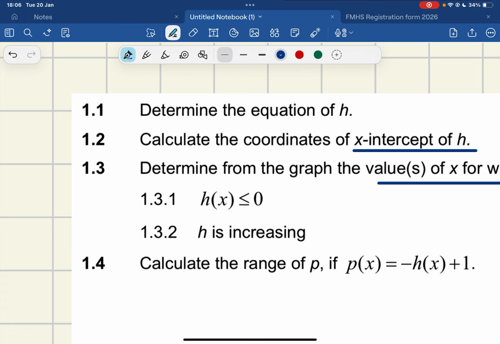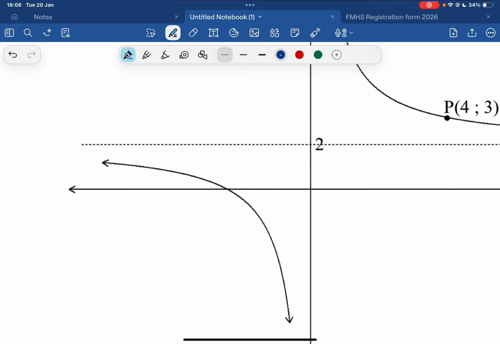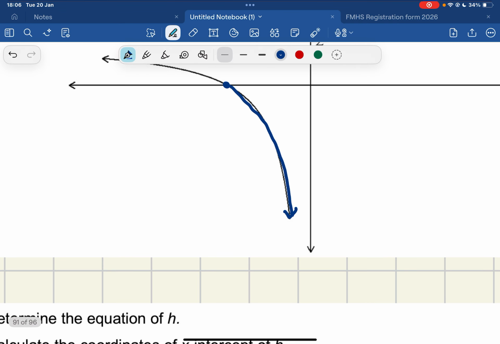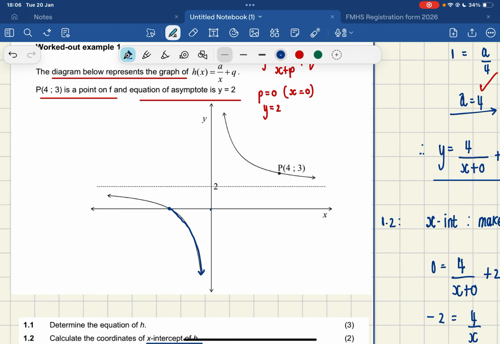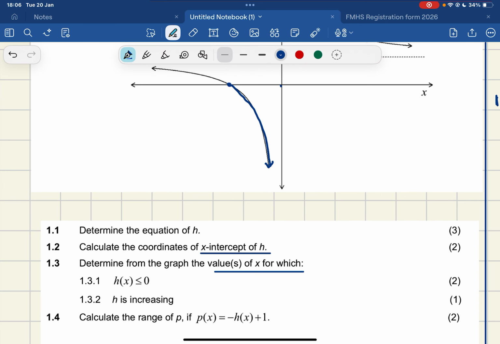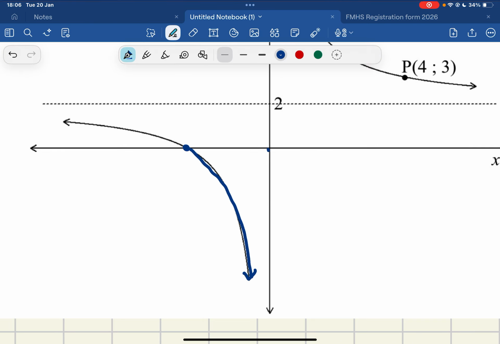So where is the graph equal to 0 or below the x-axis, right? From here, it's equal to 0, and it's below the x-axis until this part, but not touching 0. Okay, so we can see that in the previous question, boys and girls, we solved for the x-intercept, and the x-intercept was negative 2, 0. And we only have one x-intercept, so it's negative 2, 0 here, that point.